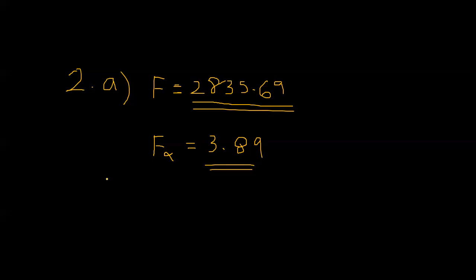For 2B, when you use the Tukey test or Tukey method, the value of omega should be 17.79. So please try, and the answer for omega should be 17.79.